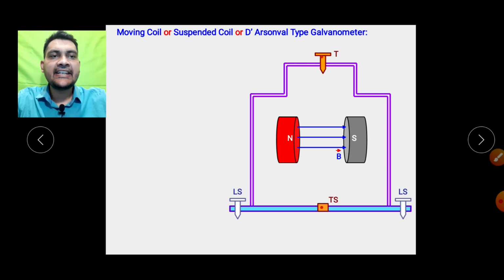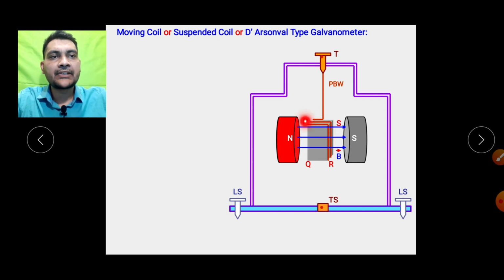And now we have one rectangular coil, which is made up of a wire having low resistivity. Generally, the wire is made up of silver or gold, or sometimes copper is also used. A thin wire is used which has low resistivity. Generally, gold is used for making the coil of a galvanometer. So it is a rectangular coil having a large number of turns. You can see that there are many turns.